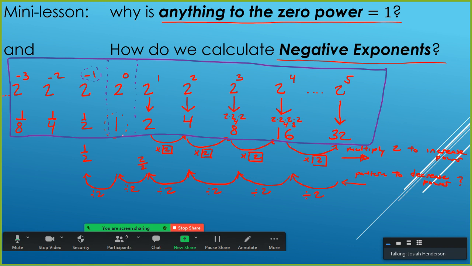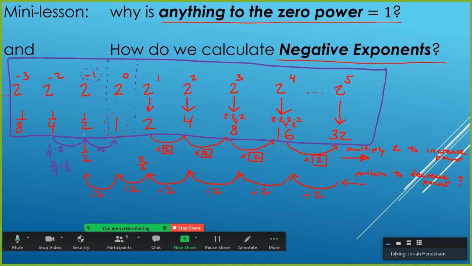The multiplying pattern gets us larger powers. The dividing pattern gets us smaller powers. Look at 2 to the negative 2 with me. 1/4, if I use my multiplying pattern to increase, 1/4 times 2, well, that's 2 over 4. 2 over 4 is 1/2. So it works. 1/4 times 2 is a half. 1/2 times 2 is 1. 2 over 2 is 1.